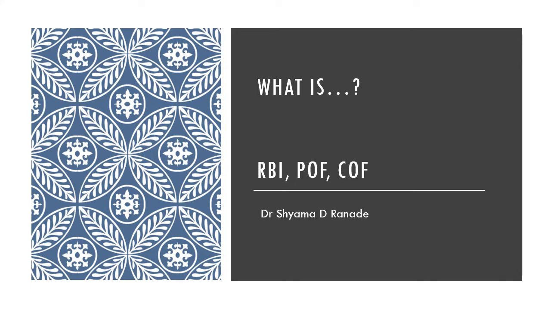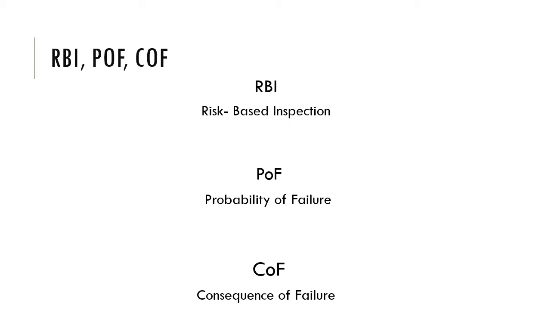Today's topic is RBI, PoF, CoF. First let's go to the full forms of these terms. RBI comes from risk based inspection. PoF is probability of failure and CoF is consequence of failure. So what do these terms mean in very simple terms?